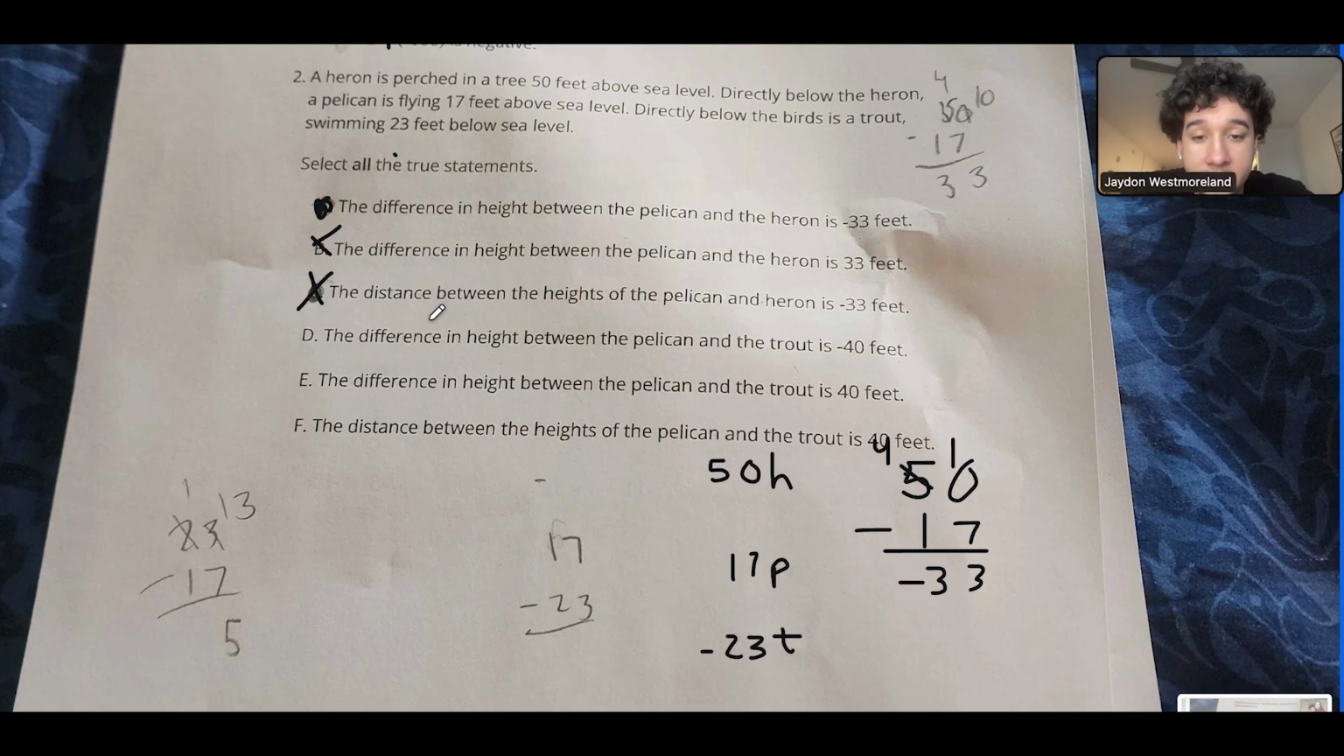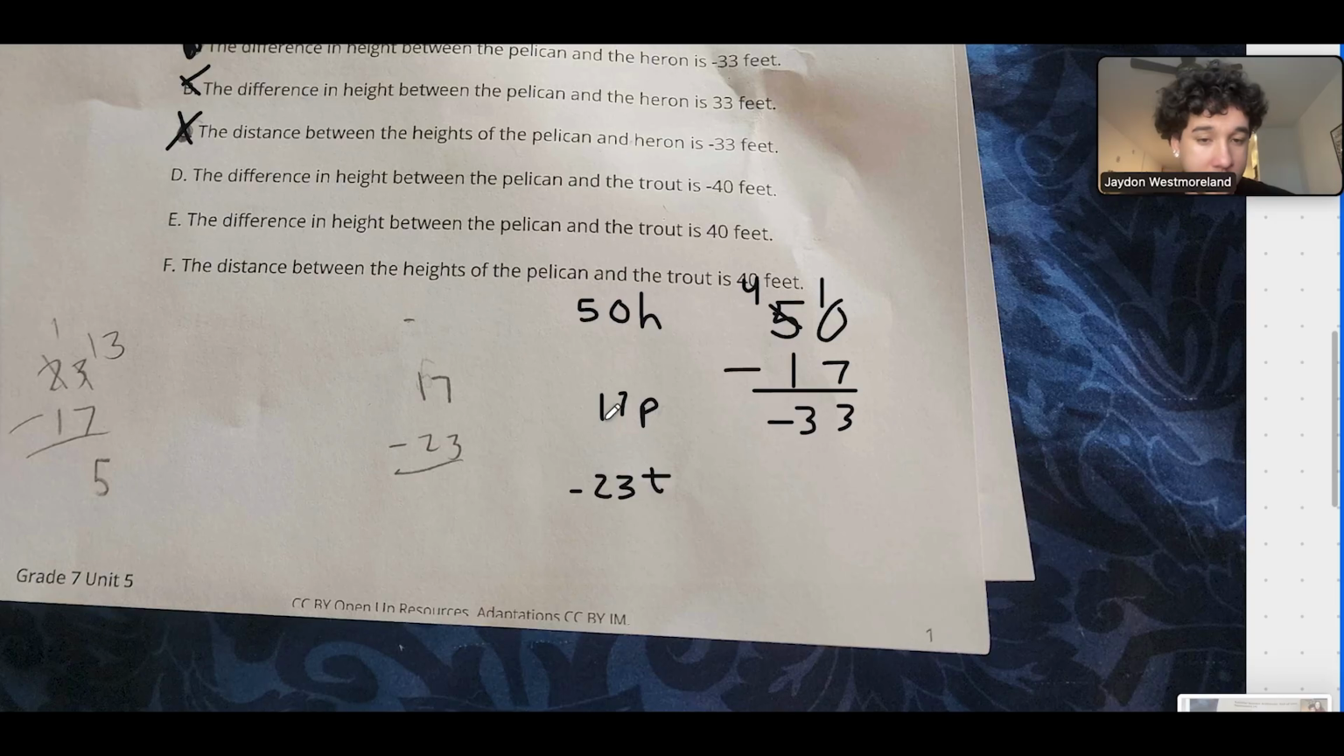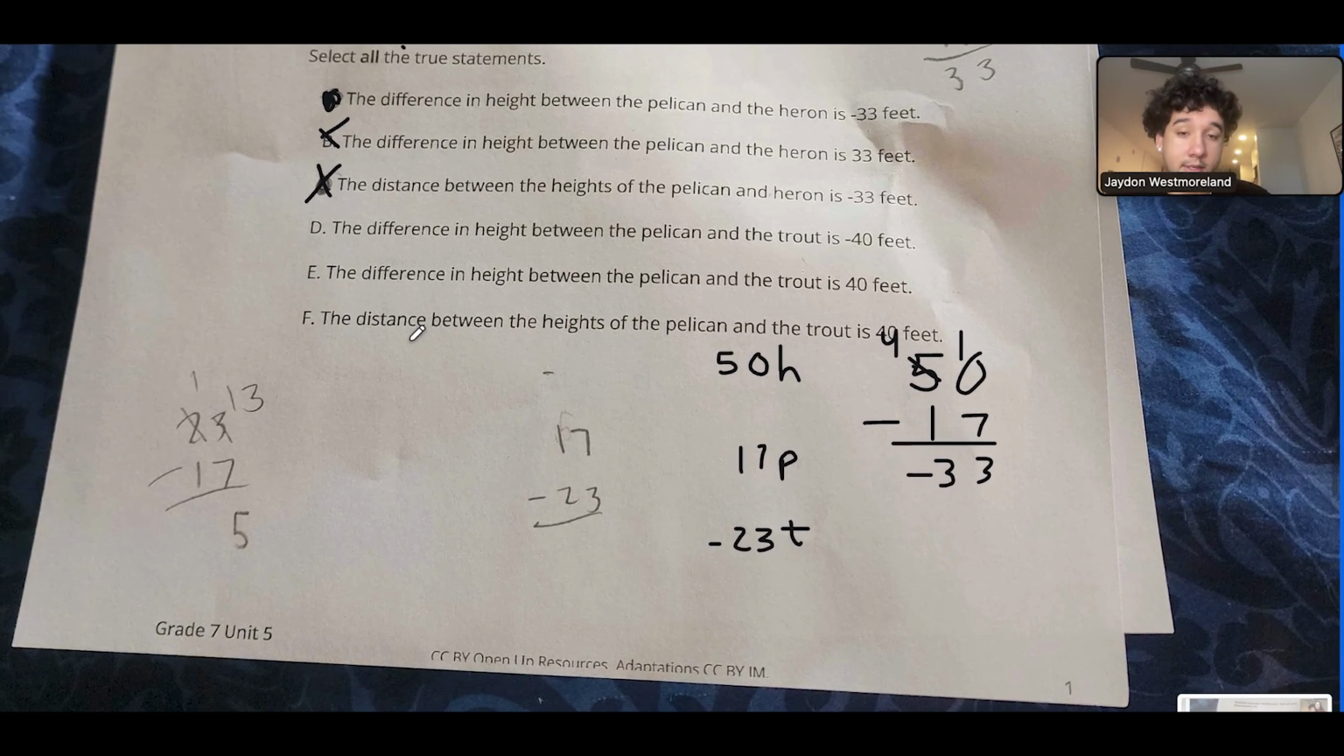So the next one, the difference in heights between the pelican and the trout is negative 40 feet. Okay. So the pelican and the trout. So the difference between 17 and negative 23. So in other words, this is 17 minus negative 23, which in that case is going to be 40 feet.